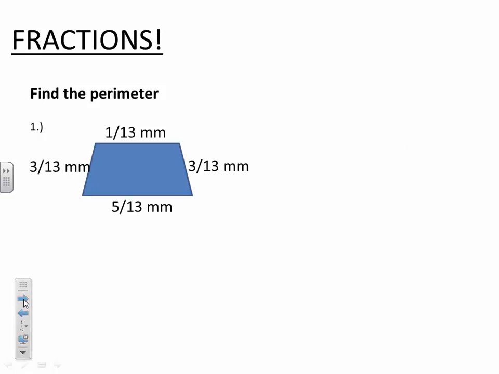So what is different about this? This shape has fractions on it. We can still find the perimeter of something, whether it has decimals, fractions, or whole numbers, it doesn't make any difference. These are fractions. One thing that's going to allow us to find the perimeter of this shape, by the way, a trapezoid, is we have to have a common denominator.